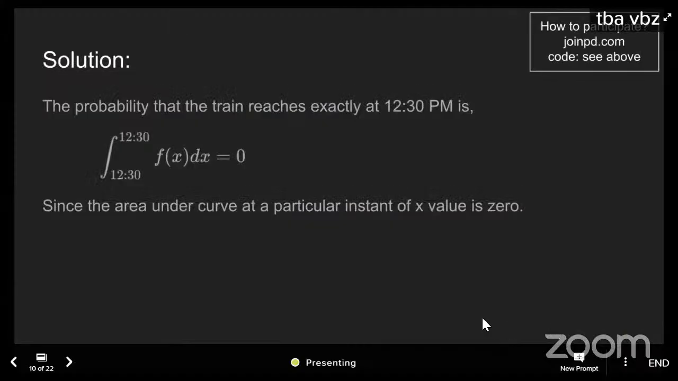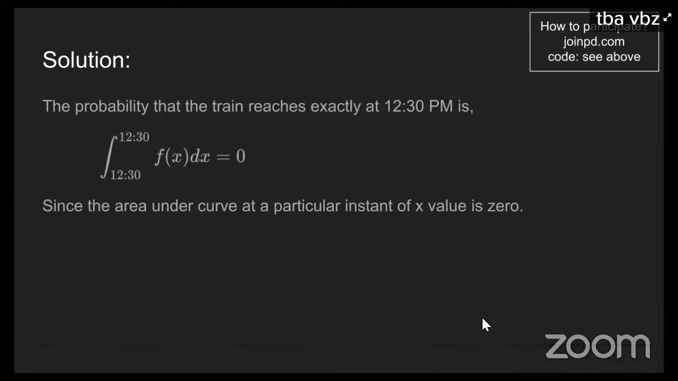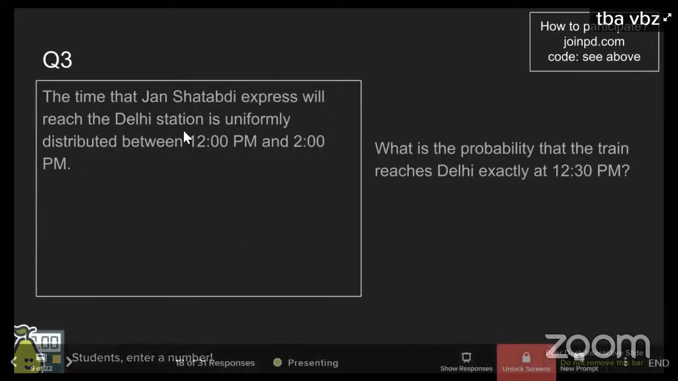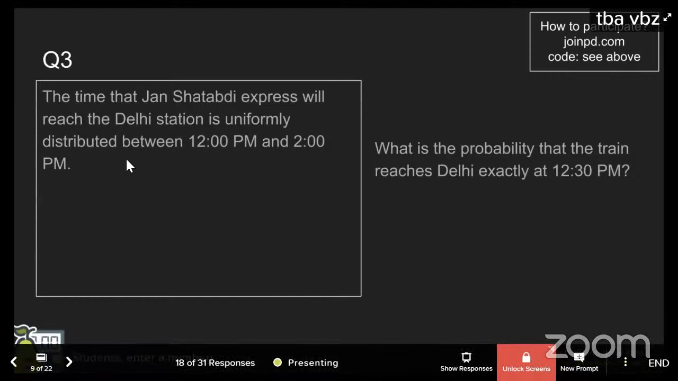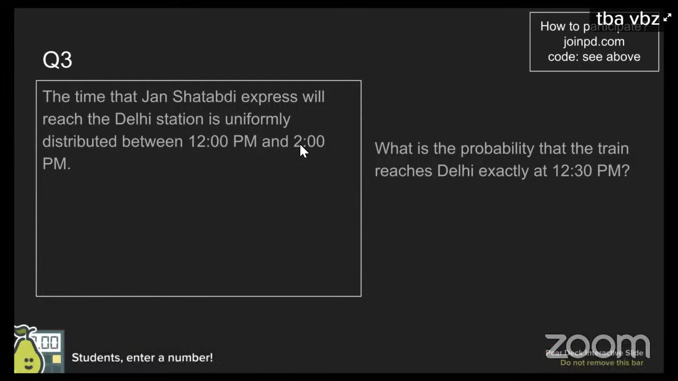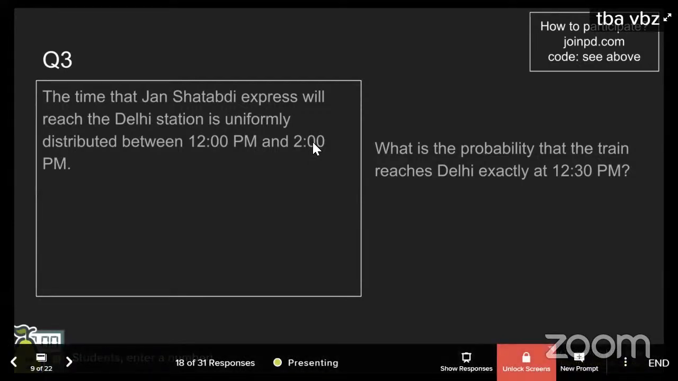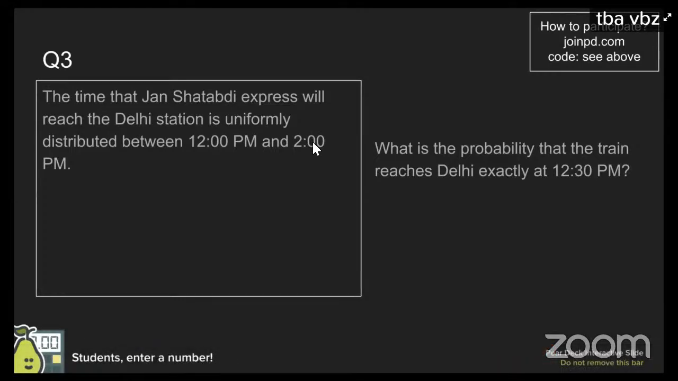Sir, if this question is about a continuous distribution, then what will be the difference in the words? It is given that it is uniformly distributed, which means it follows a uniform distribution between 12 and 2. So you are given the range of the uniform distribution as well, and in some sense we know that it is a continuous uniform distribution.